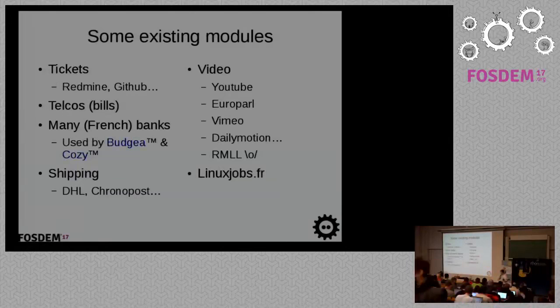Here you've got some of the modules. There's a whole list on the website. So as I said, tickets are basically messages. They are handled like emails. So you can actually write a gateway to email something, and it ends up in the bug tracker of your choice. And also French banks. Maybe some others, I'm not sure.